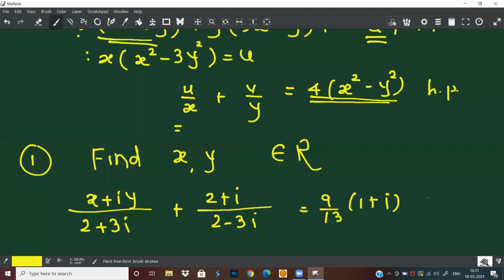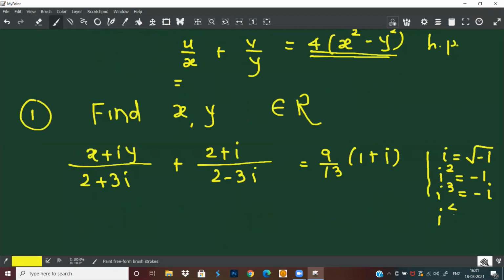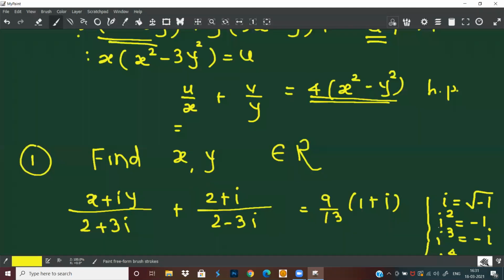See, the basic four values you remember. i is the square root of -1. i squared is -1. i cubed is -i. i raised to 4 is plus 1. These are the basic four values. If I know these four values, I can get any power.